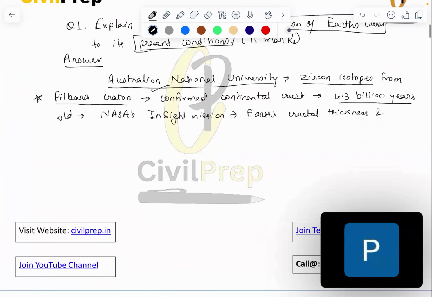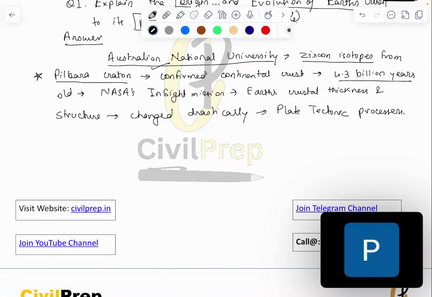Now, moving further, the InSight mission of NASA has also shown that the crustal thickness and structure has changed drastically, and this has happened because of plate tectonic processes. So with these conditions, we are able to analyze that yes, the Earth's crust has evolved, it has changed. Okay, so first we need to see the origin part.